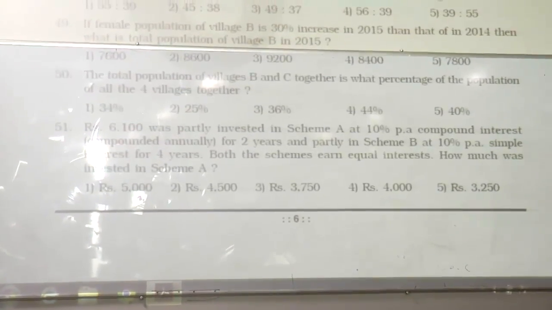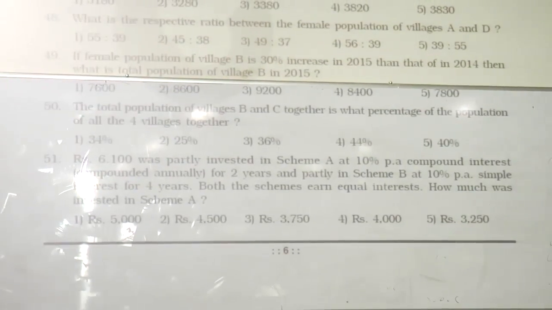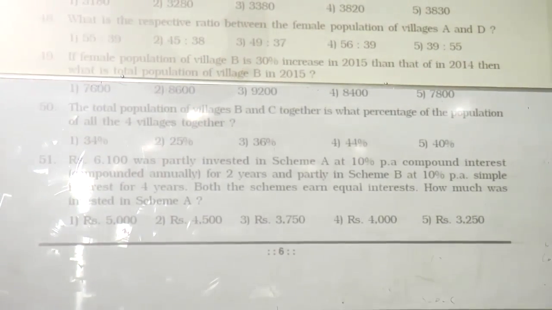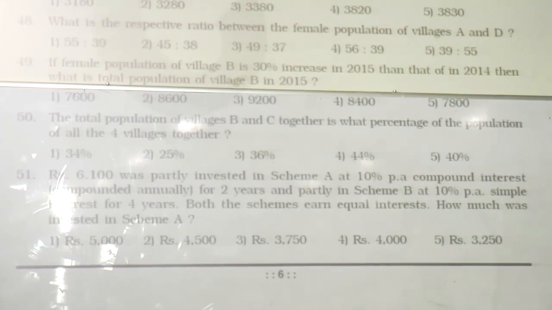6,100 was partly invested in scheme A at 10% per annum compound interest, compounded annually for 2 years, and partly in scheme B at 10% per annum simple interest for 4 years. Both the schemes earn equal interest. How much was invested in scheme A?